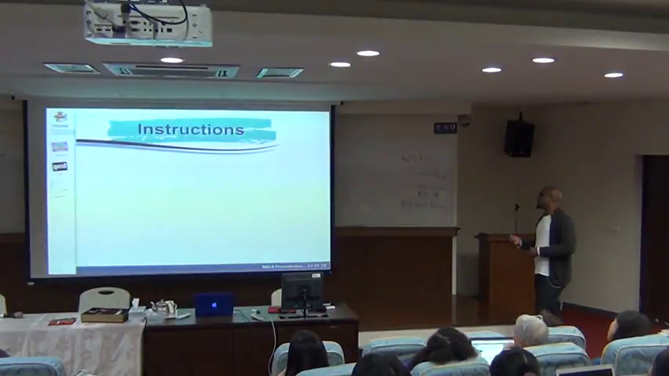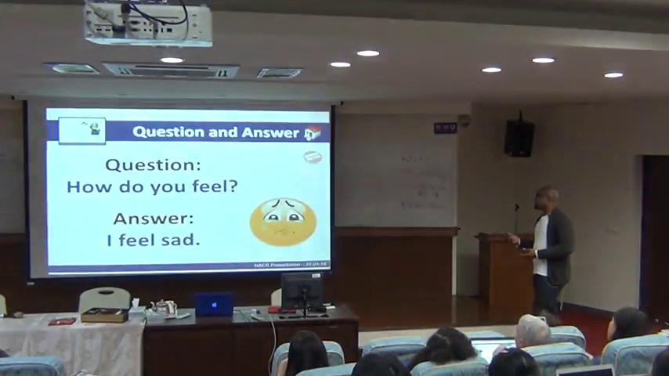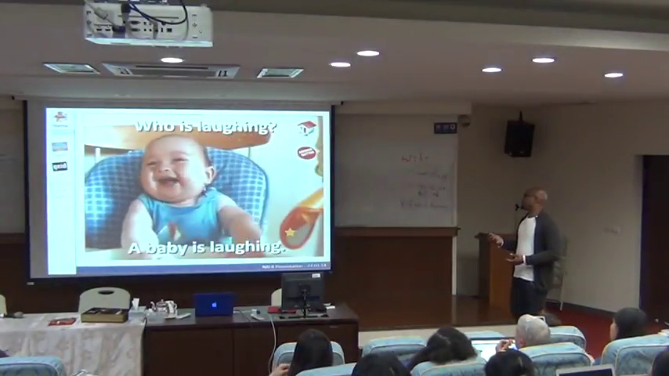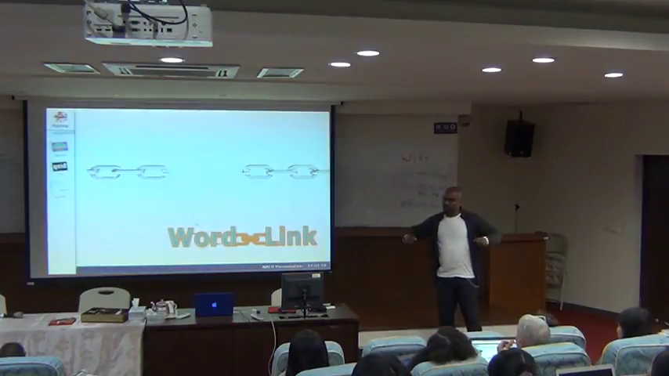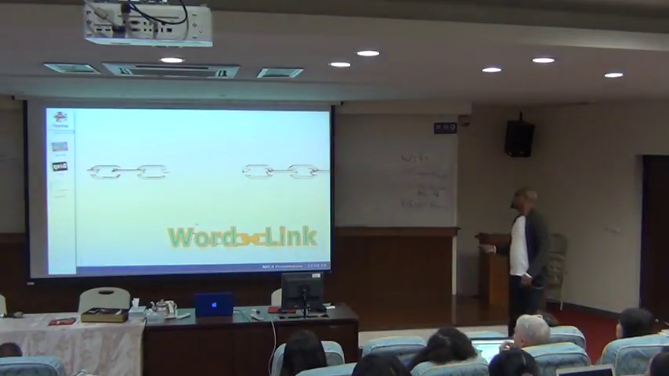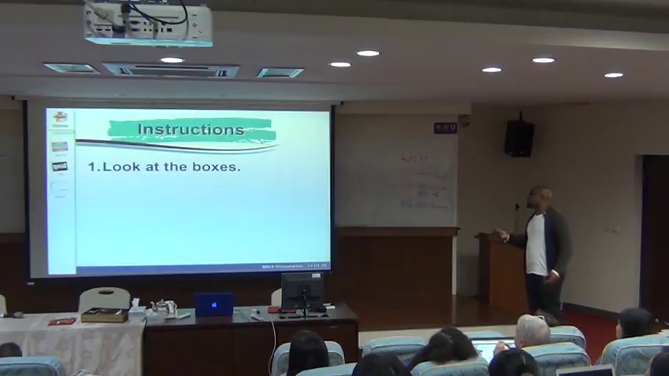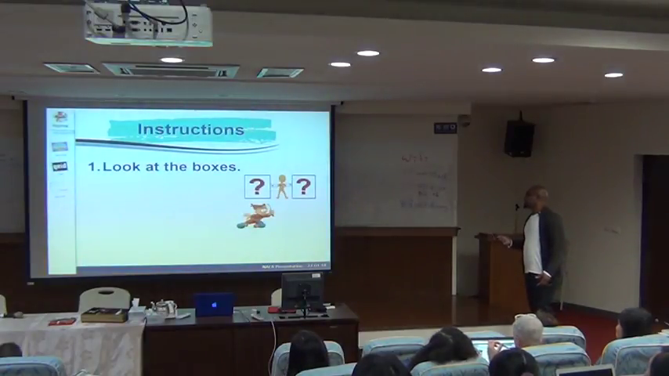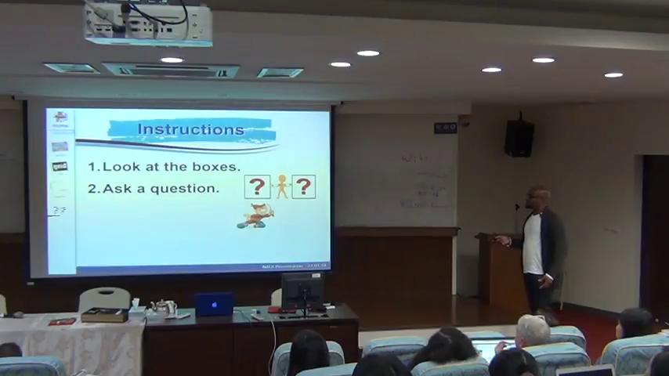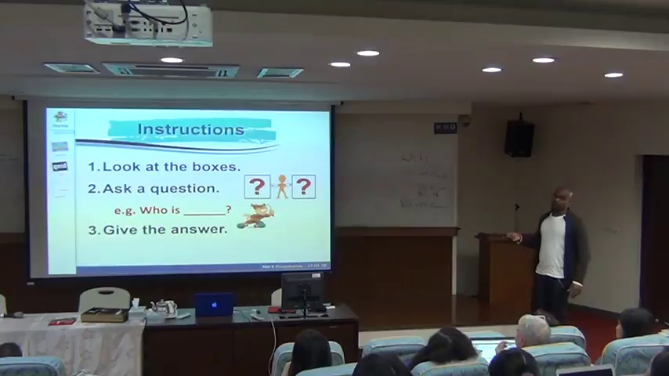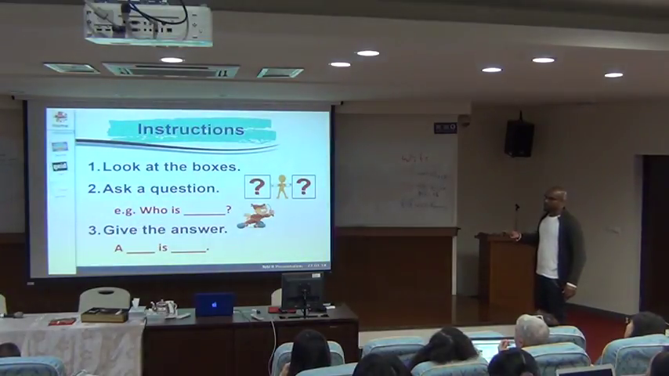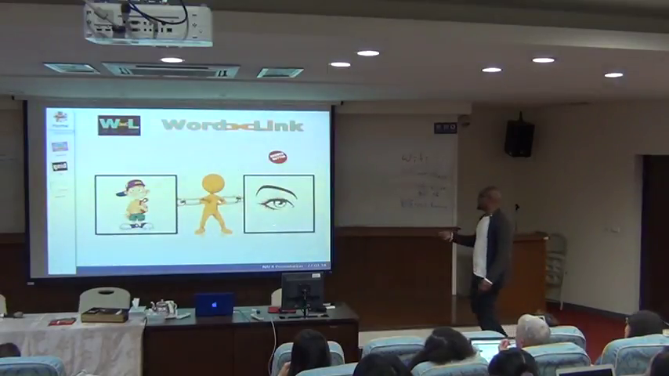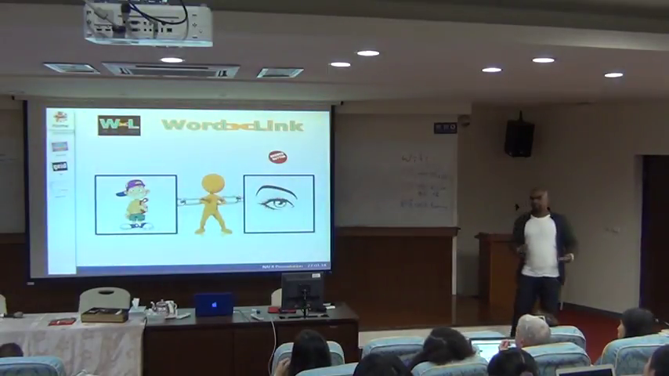Okay, so the last question answer game is called word link. There's supposed to be a little guide holding the chains. You can't really see this. The screen is too bright. Instructions: look at the boxes. Ask the question. This wasn't a unit of emotions. So, two pictures, you were supposed to create a sentence and give the answer.